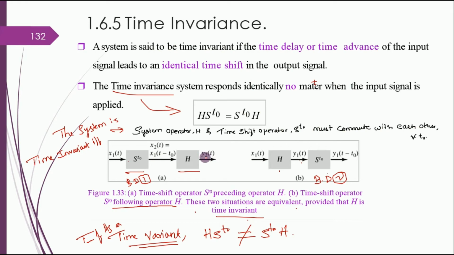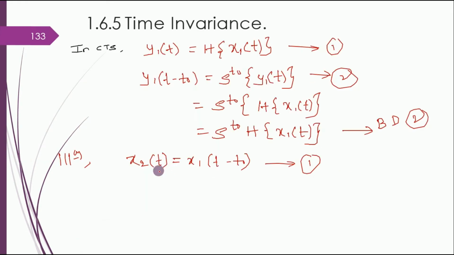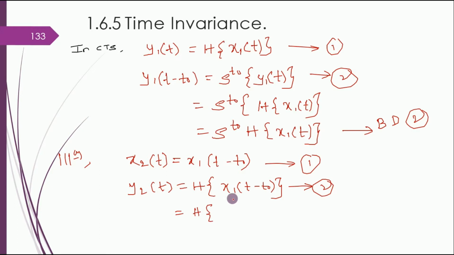Next, what is y2 of t? y2 of t is h of x1 of t minus t naught. That is what I write. y2 of t is, I am applying a system operator. My input is x1 of t minus t naught now. This is the input. This I call 2. So this x1 of t minus t naught means what? This is S raised to t naught x1 of t. That's the meaning. Or else I can write h S t naught x1 of t.